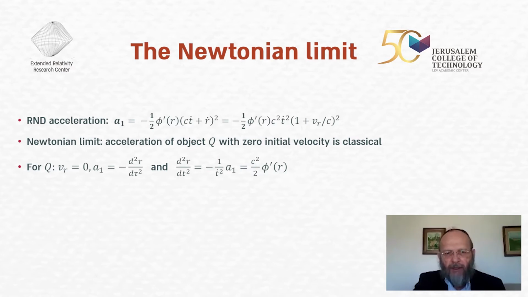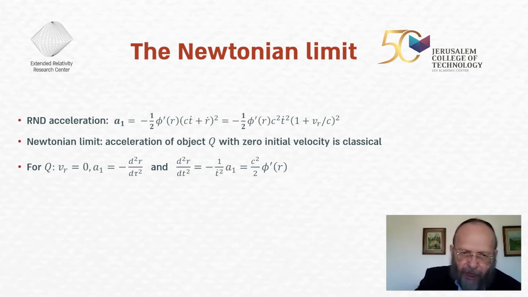We have to say, since q had zero velocity, vr is 0. So this term does not exist. 1 plus 0, it's 1. But we have this term, t dot squared. But what is a1? A1 is the second derivative of r by d tau squared. But since we lower down the index, and lowering down the index in the Minkowski metric is changing the sign to minus, because that's a spatial vector.